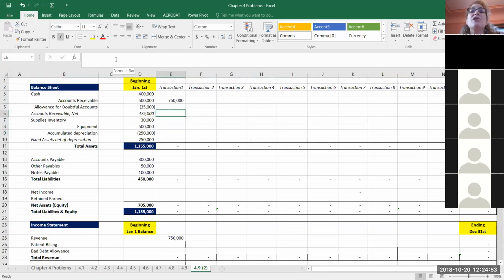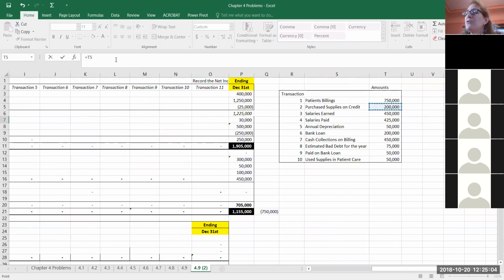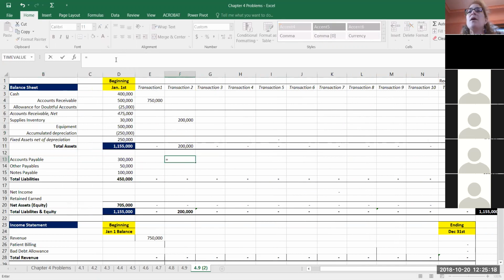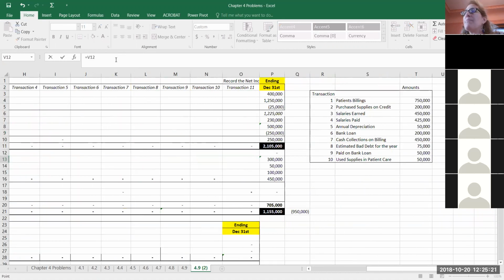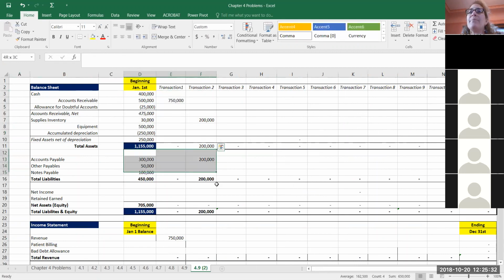We got the supplies. So we're going to go on our balance sheet, right? And we're going to find the supplies inventory line, and we're going to put that here. I'm going to put that under transaction number 2, supplies inventory, right? So we got $200,000 in inventory. But now we owe money for that because we didn't pay for it yet, right? We purchased it on credit. So let's go down to accounts payable, right? So in accounts payable, we're going to say we owe $200,000 because we purchased it on credit. So we're going to go ahead and have that be the other side of that transaction, okay? So essentially what we did is we created an asset and we created a liability.